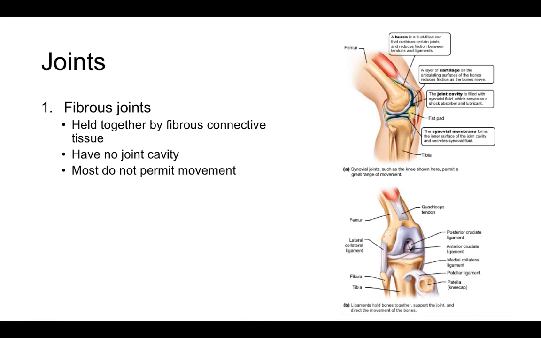Which brings us to joints. A joint is defined as anywhere that bones meet. We have 3 different types. We have fibrous joints. These are held together by fibrous connective tissue. They have no joint cavity and they do not permit movement.